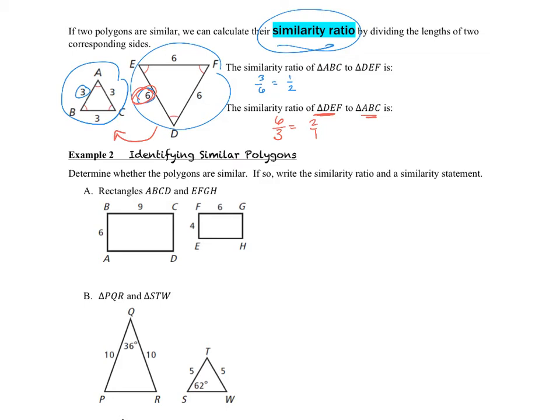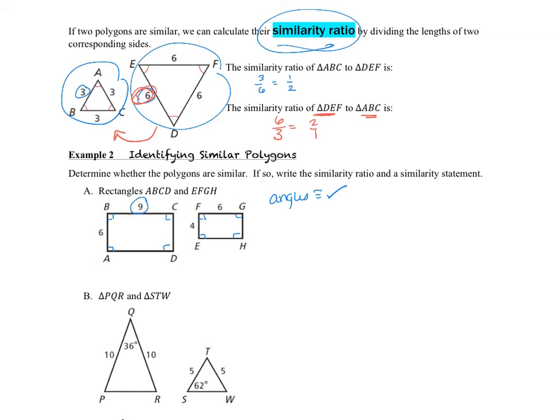Determine whether the polygons are similar. If so, write the similarity ratio in a similarity statement. Okay, rectangles. Since these are rectangles, I actually know all the angles are 90 degrees. So I already know all the angles are congruent to each other. So I'm good with angles. My angles are congruent. Next, I'm looking at proportional sides. So we're going from ABCD to EFGH.